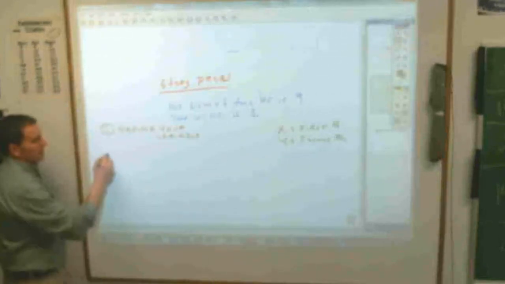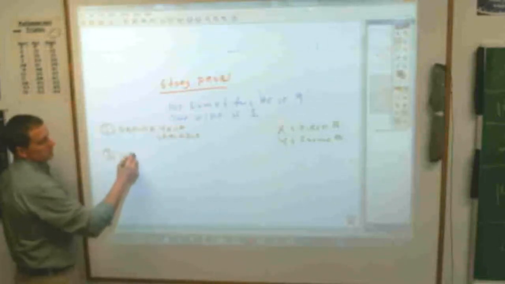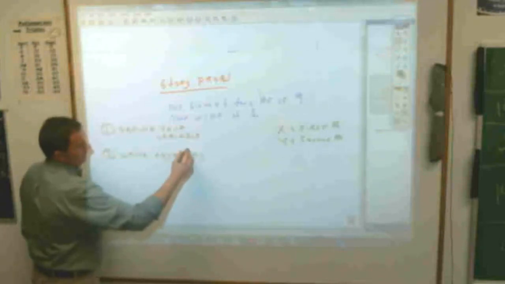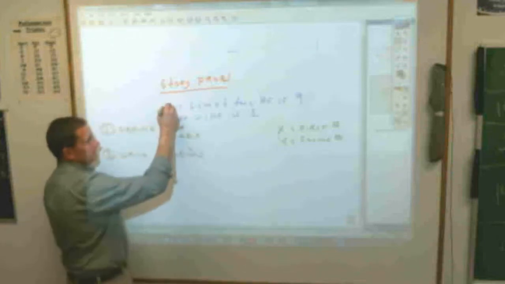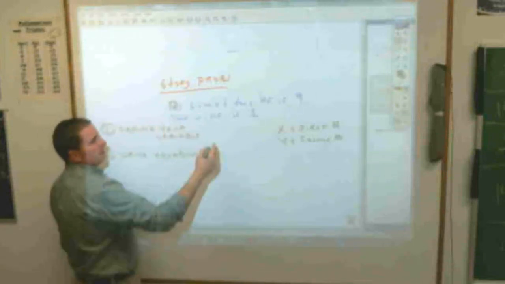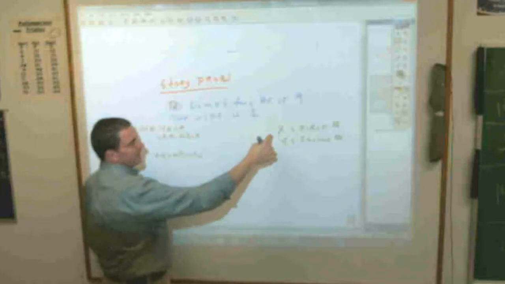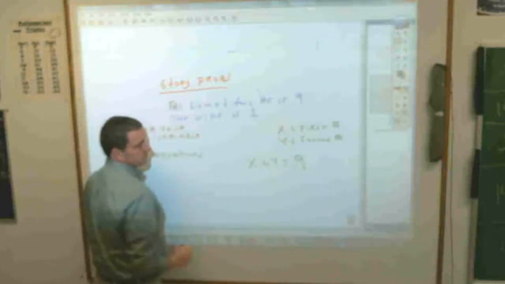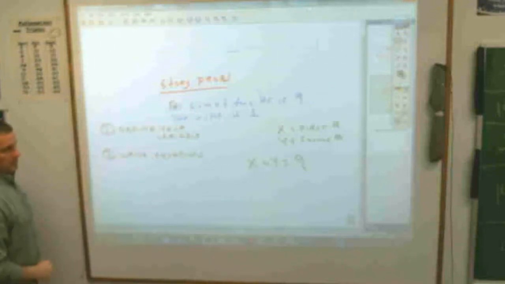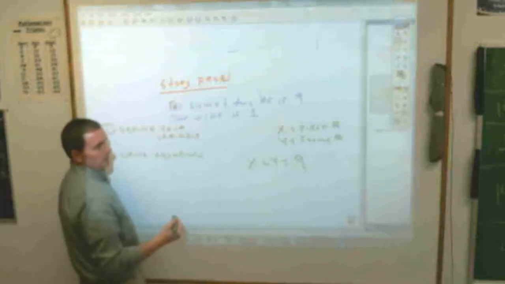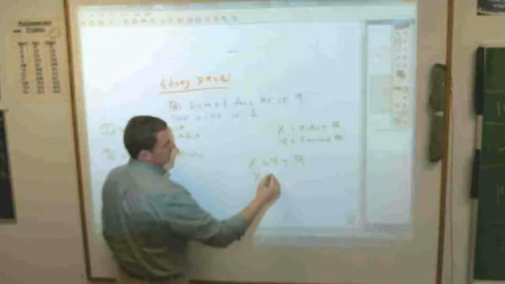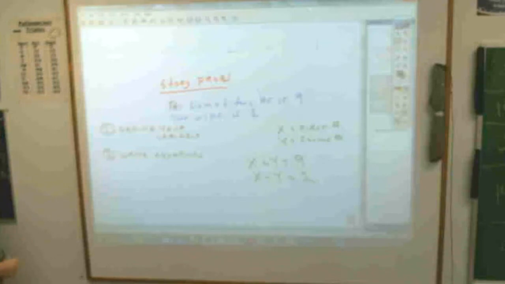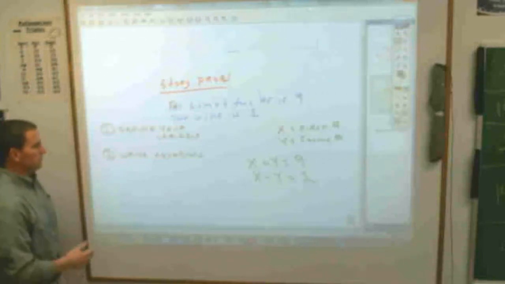Then step number 2, write your equations. And that just means this. The first one, which I didn't write out: the sum of two numbers is 9. That means when I add the first one plus the second one, my sum is 9. The second equation says the difference of the two numbers is 1. So when I subtract the two numbers, I get 1. There's my two systems or simultaneous equations.